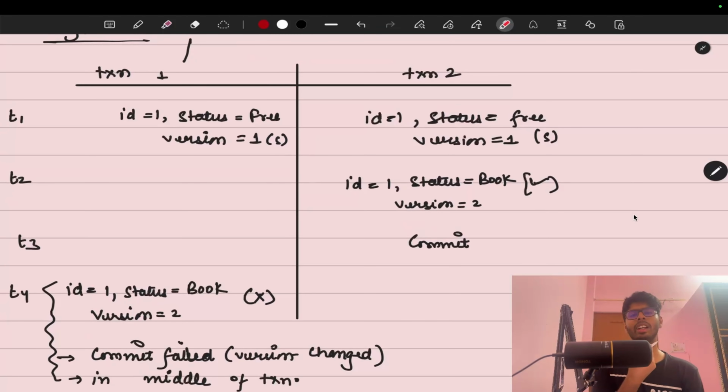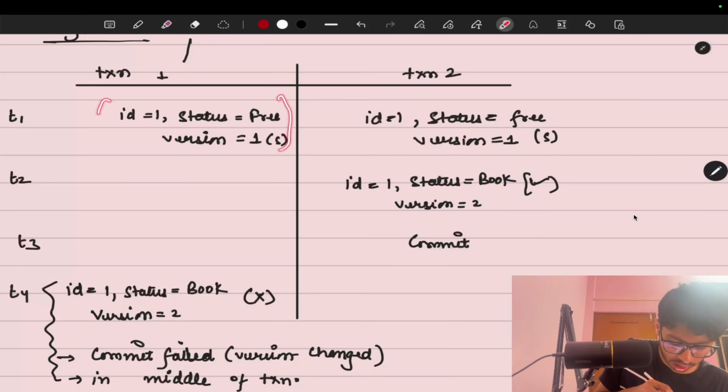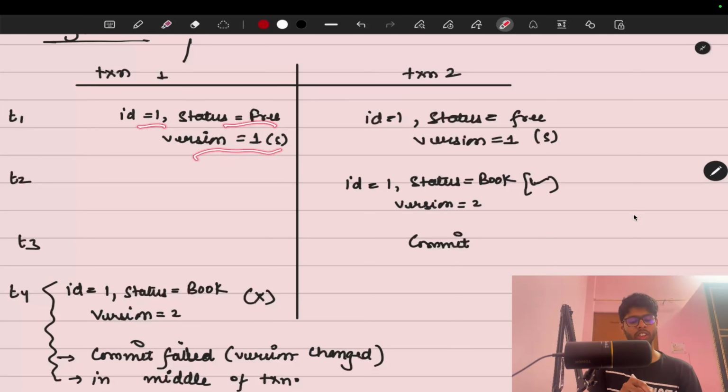So internally, optimistic concurrency control maintains a version in it. So what will this version do? At time T1, I made a read call to our system. Transaction T1 gets this data: id equals 1, status equals free, and version equals 1. Transaction T2 also gets the same data: status equals free, version equals 1.